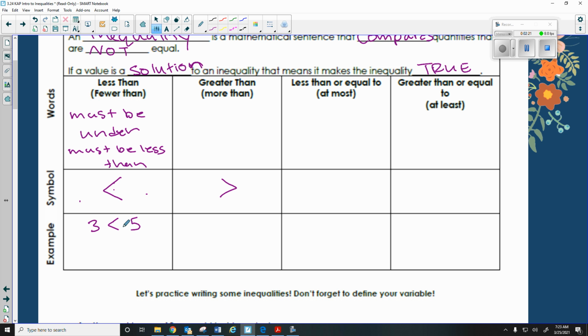So an example would be 3 is less than 5. Remember, your teachers probably taught you the alligator. This is like an alligator mouth, and it's always going to eat the bigger number because it wants the bigger meal. That stays true, friend.